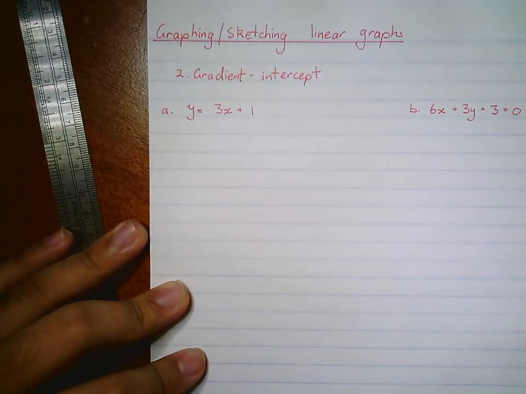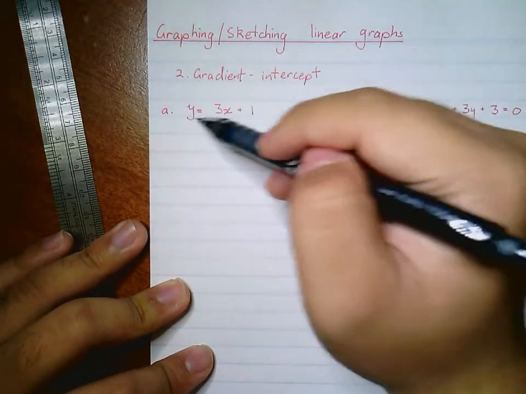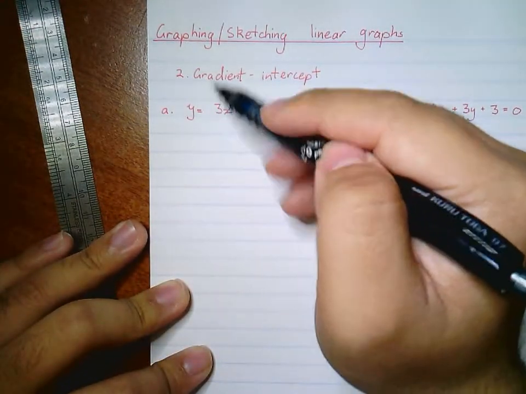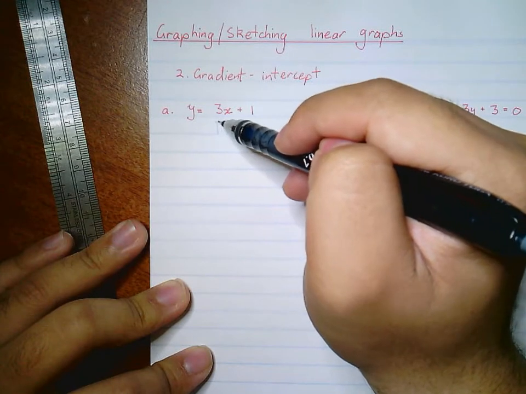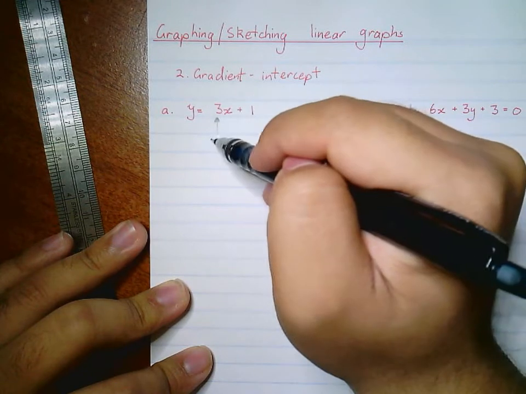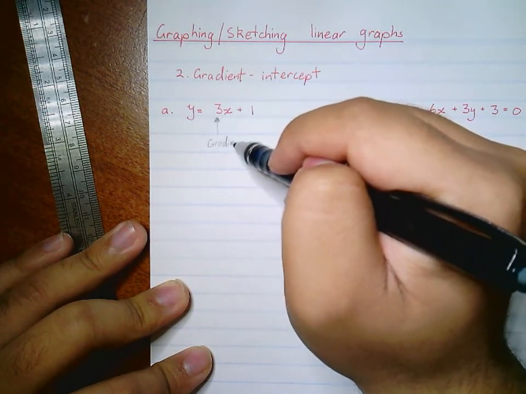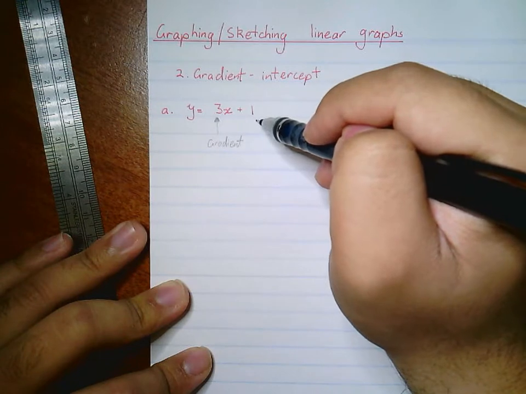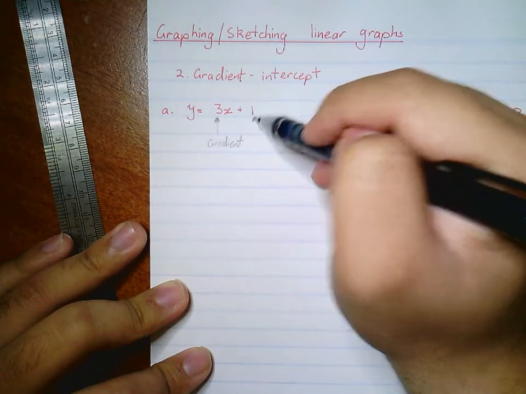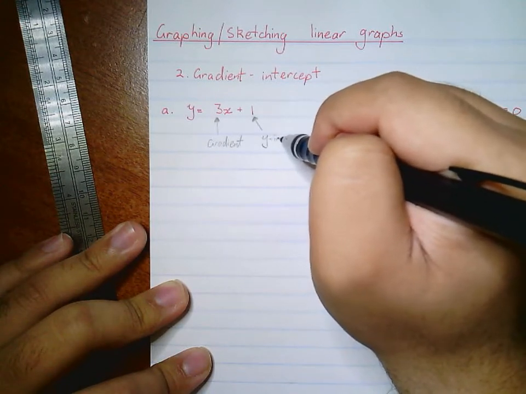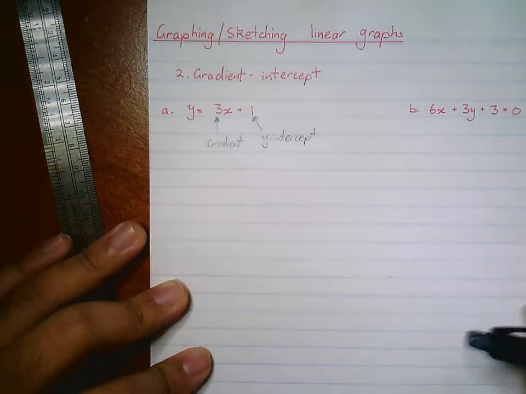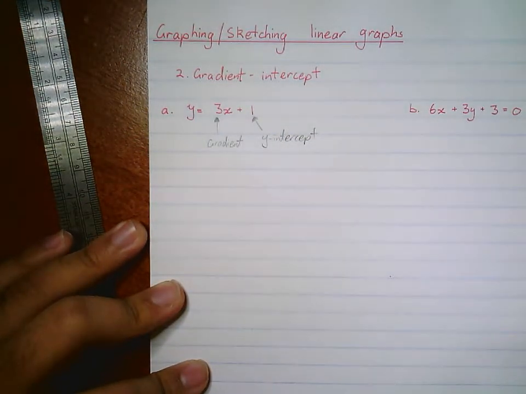In case you don't already know, this form is called the gradient intercept form because it already tells us this number here in front of the x, that is our gradient, and this number here will always be the y-intercept, and we use these two properties to quickly graph this line here.